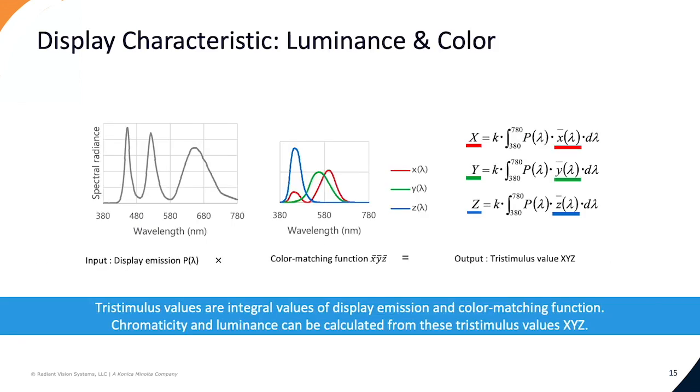To summarize, the steps we took in the previous two examples can be mathematically written as integrals of the spectral power distribution of the light source, first weighted by each of the color matching functions. Not yet mentioned, but important to note, is that tristimulus Y uniquely determines the luminance of the light source.